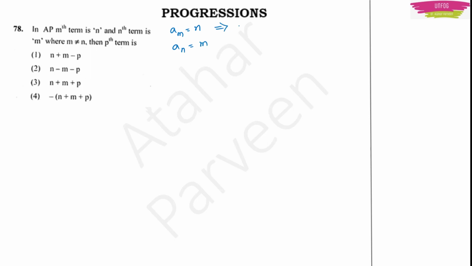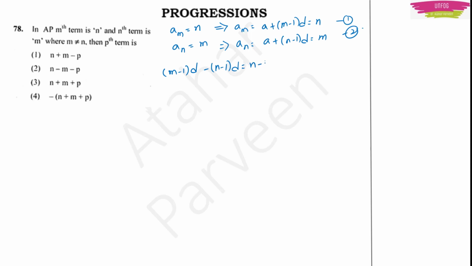Now that means your mth term will be equal to a plus (n minus 1) into d, right? In place of n, you write m here. a plus (m minus 1) into d. This is equal to n. Again here you write like this: an is equal to a plus (n minus 1) into d. But this is equal to m. Let this be 1 and 2. Then you subtract 1 minus 2. Then you get (m minus 1) into d minus (n minus 1) into d is equal to n minus m.